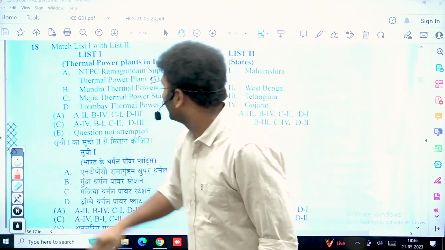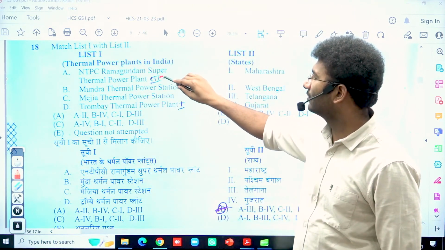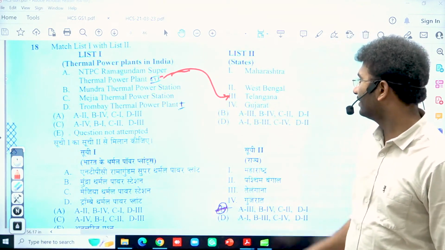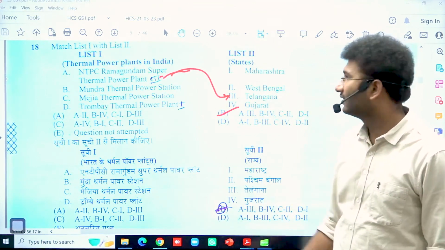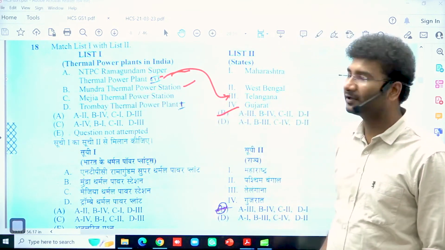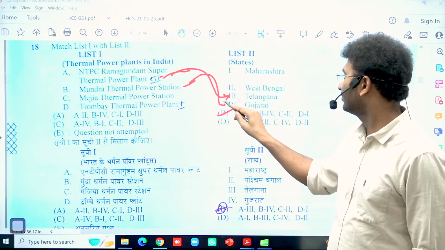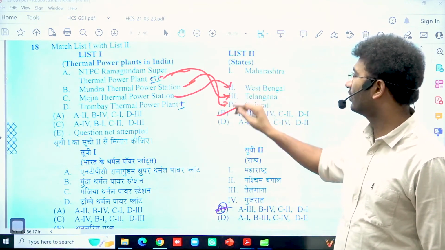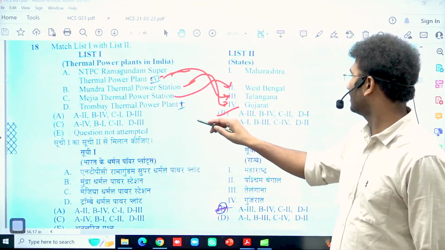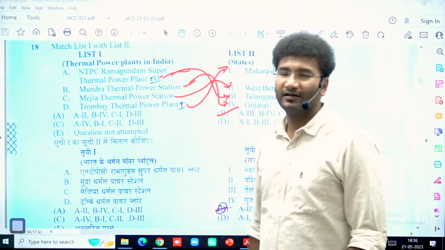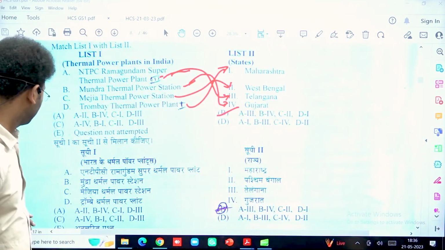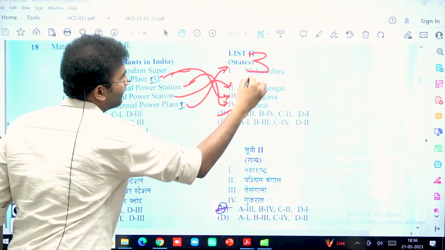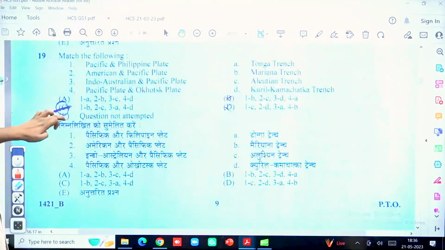So the NTPC Ramagundam Super Thermal Power Plant, which state is it in? It is in Telangana. So identify A3. Already you got the answer here. Now, Mundra port, everyone knows, it is in Gujarat, B4. And the third one, Mejia Thermal Power Station, is in West Bengal. And lastly, Trombay Thermal Power Plant, where is it? It is in Maharashtra, right? Let's go to our answer. Here it is B.